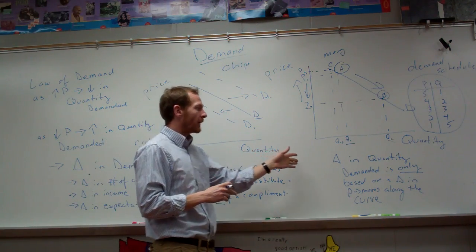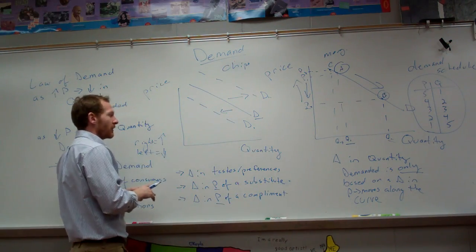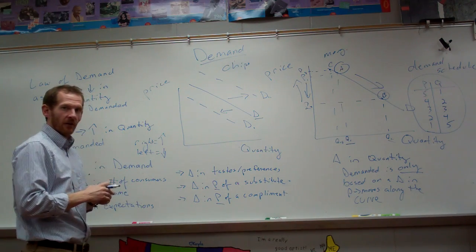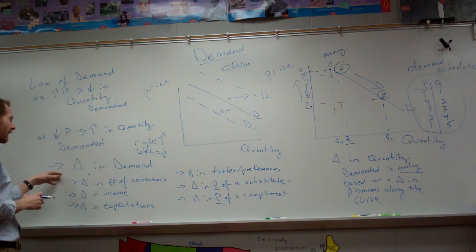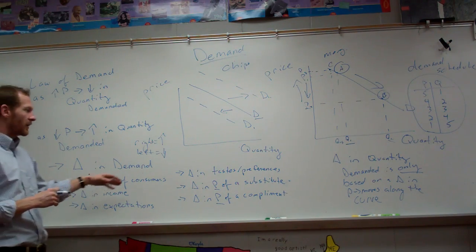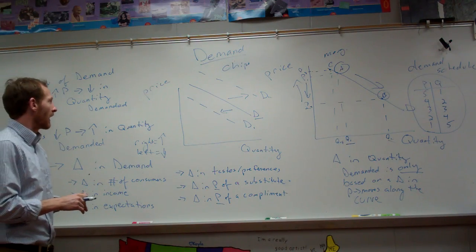A change in quantity demanded is based on a change in price, whereas a change in demand in general means a shift of the demand curve, to the right for an increase or the left for a decrease, based on these 6 things: change in the number of consumers, change in income, change in expectations, change in preferences, change in the price of a substitute, and change in the price of a complement.